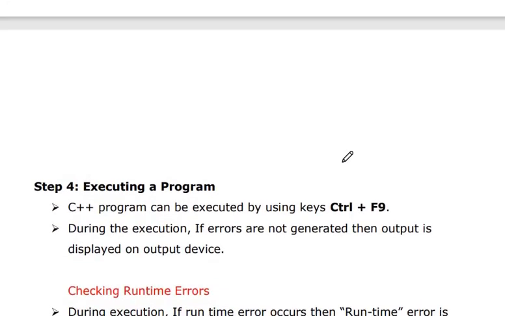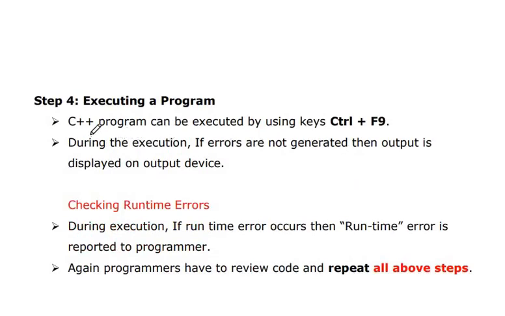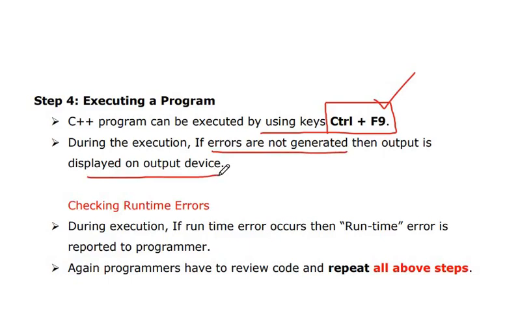Now, next step, fourth step, executing a program. The C++ program can be executed by using the keys Control and F9. In order to execute any C++ program, the programmer has to press the Control F9 keys simultaneously. During the execution, if errors are not generated, then the output is displayed on the output device. If a runtime error occurs, then the runtime error is reported to the programmer.